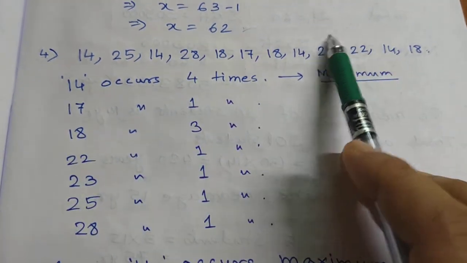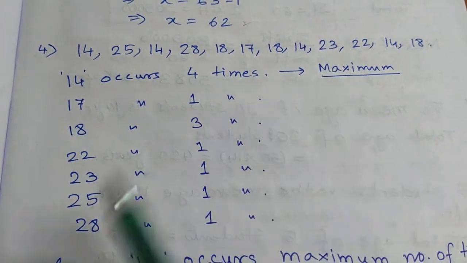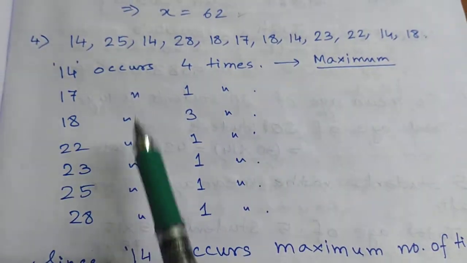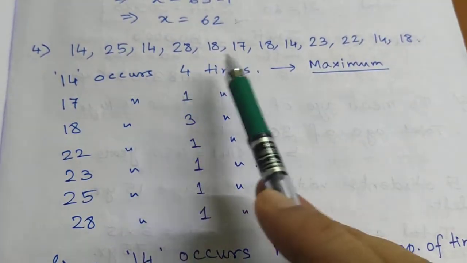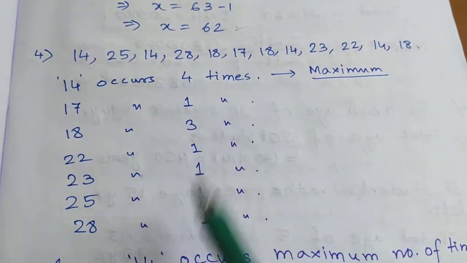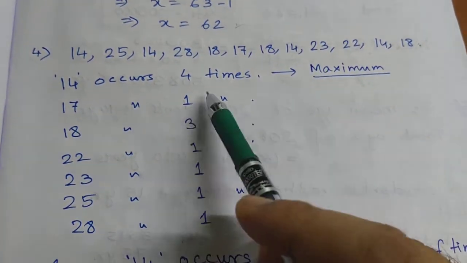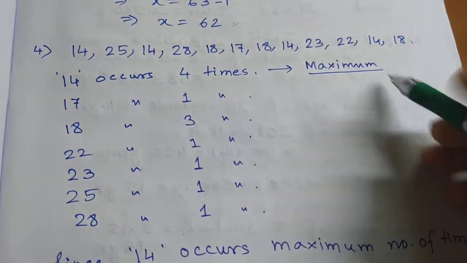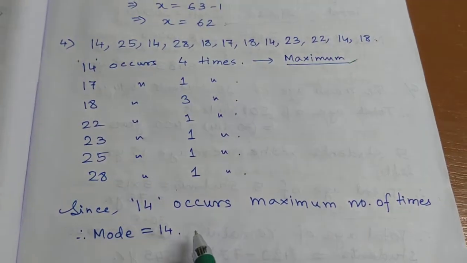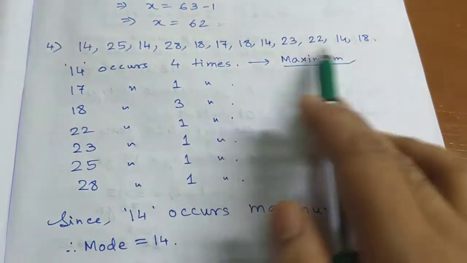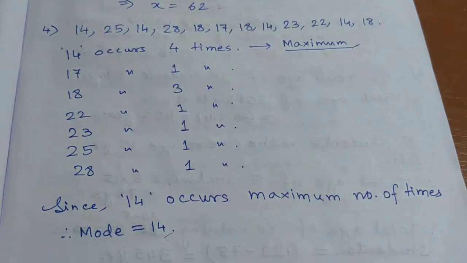23 also occurs 1 time. 25 occurs only 1 time. 26 is not there. 27 also not there. 28 occurs 1 time. So we have 4, 1, 3, 1, 1, and 4 is the highest number. That means the maximum is for 14. So since 14 occurs the maximum number of times, the mode of this observation will be 14.